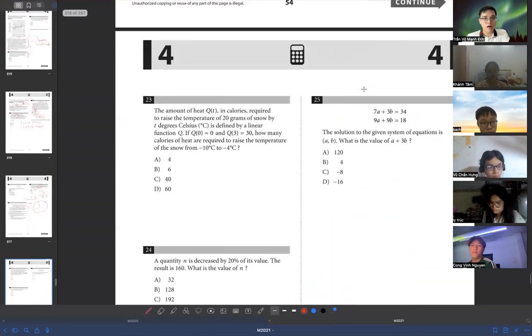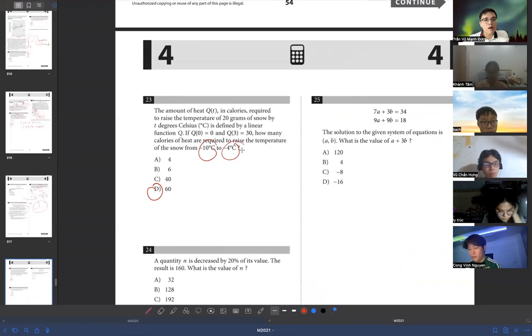Okay, how about 23, you two? D. 23D. Let's see how many calories of heat are required to raise the temperature from this one to this one.